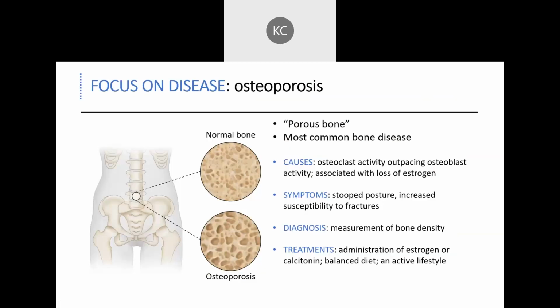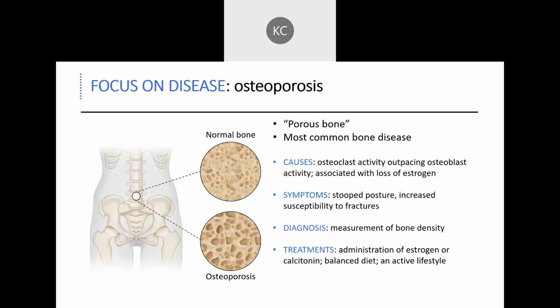So one important clinical correlation related to bones is osteoporosis, right? We've all heard of osteoporosis. Osteoporosis means porous bone, right? The term osteo is referring to bone here. And this is an extremely common bone disease. What takes place in osteoporosis is essentially an uneven activity between osteoblasts and osteoclasts, right?